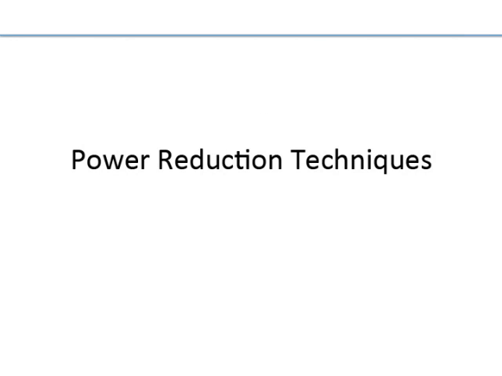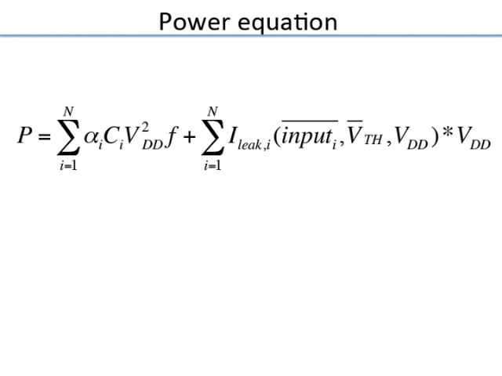Okay, so today we'll look at some power reduction techniques. We have already been looking at some of them, but today and the next lecture we'll look at some additional techniques. But before we do that, let's review the basic equation which governs the power dissipation in a CMOS chip. And power dissipation basically has two components: the dynamic power component and the static power component.